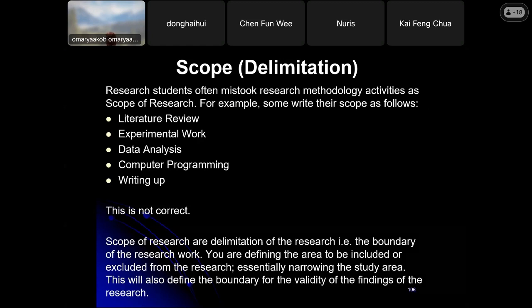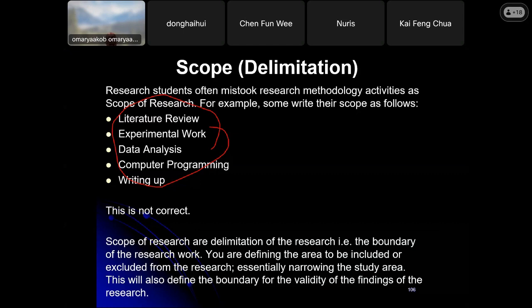Scope is something many students mistake: they mistake the scope of research methodology for scope of research. For example, some write the scope as follows. The scope of my work is literature review, experimental work, data analysis, computer programming, and writing up. So this is not scope of research. Okay, not scope of research. These are things that you do in your methodology. Later you're going to do this.